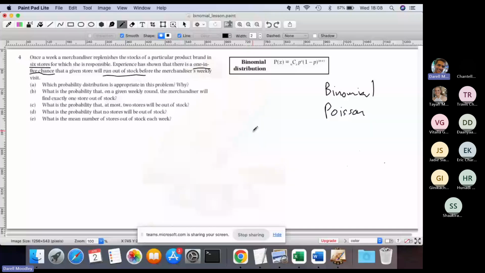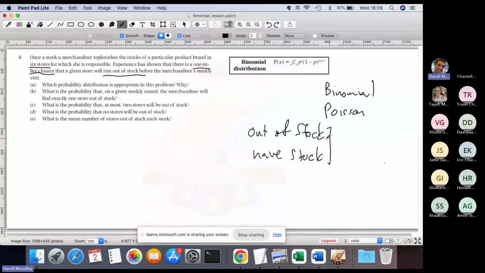In other words, think of flipping a coin and either having a head or a tail, right? So it's the same thing with this. You can either not have stock, so out of stock, or you can have stock. And these are complementary events.